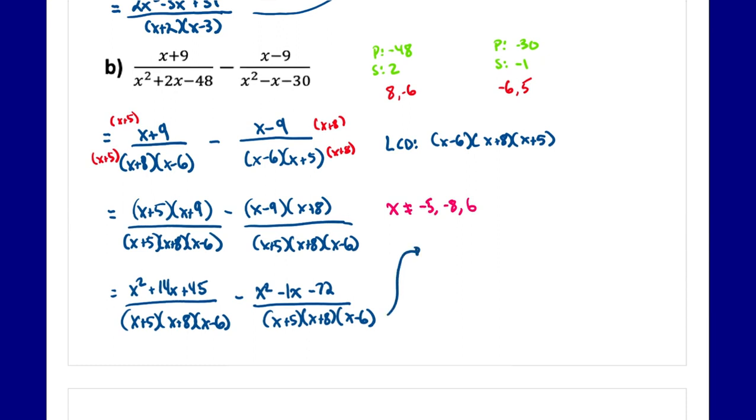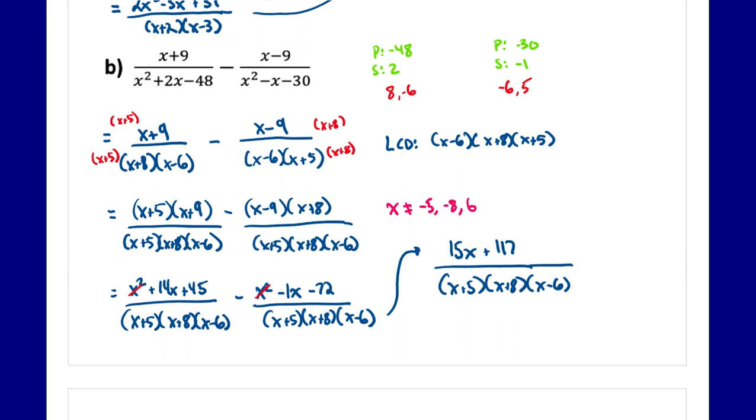When I simplify now, I'm going to subtract my numerators, or collect like terms, so to speak. So x² minus x² cancels out, so those two are gone. 14x minus −1x is 15x. And 45 minus −72 is +117. The denominator stays the same: (x + 5)(x + 8)(x − 6).